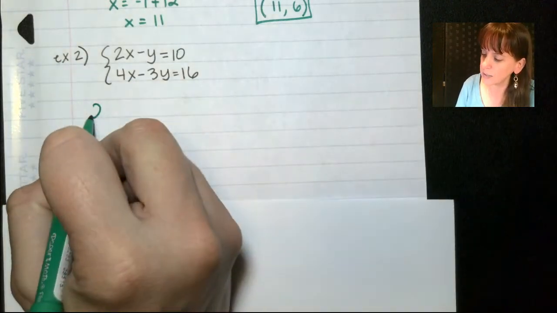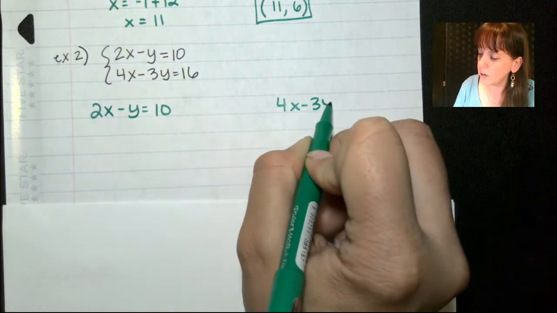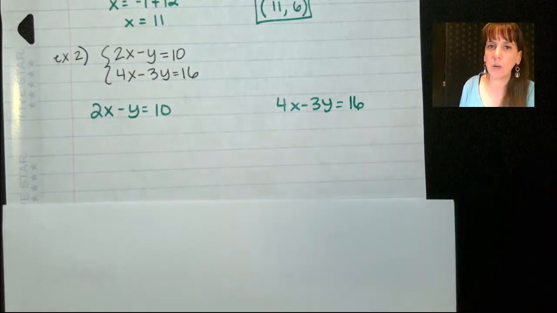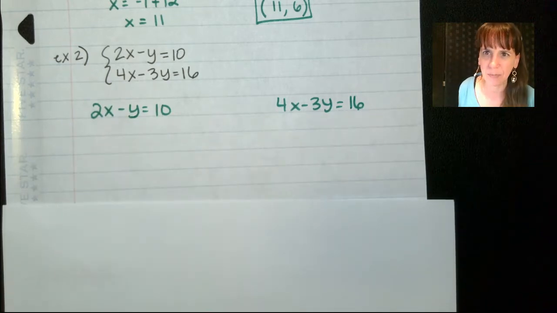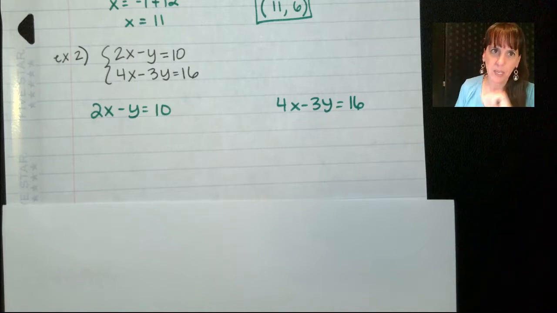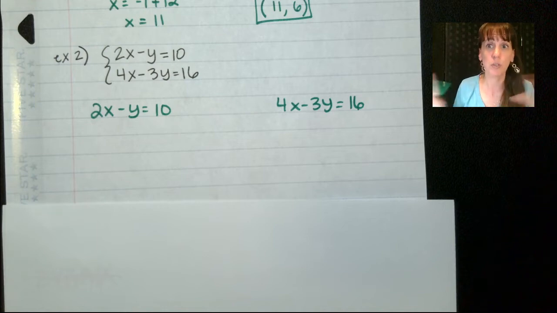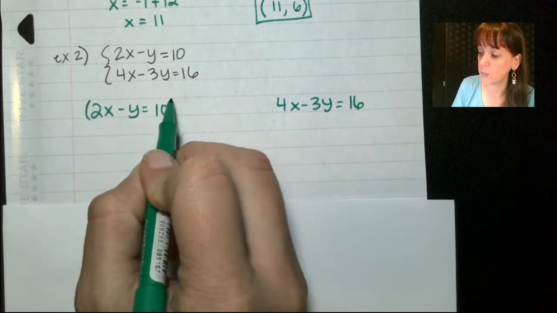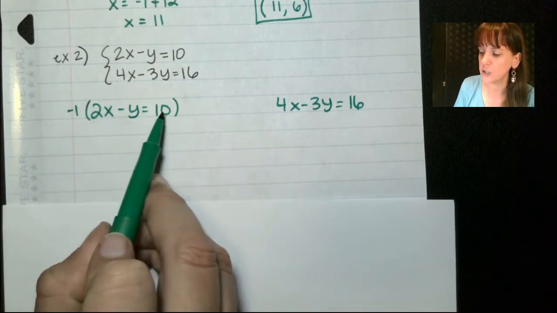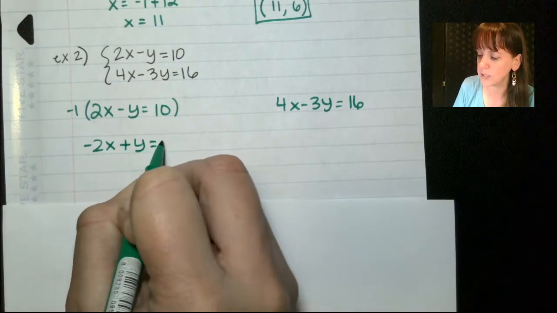We've got 2x minus y equals 10 and 4x minus 3y equals 16. Now I want to get one of these variables by itself. The easiest one to do would be this y. Now notice that y is negative. That's going to be confusing. Here's a neat thing. If I multiply every single chunk here by -1, I'm allowed to do it as long as I do it to both sides, right? So I have to do it to every single chunk. If I multiply by -1, all it's doing is just changing each sign. So I end up with -2x plus y equals -10.